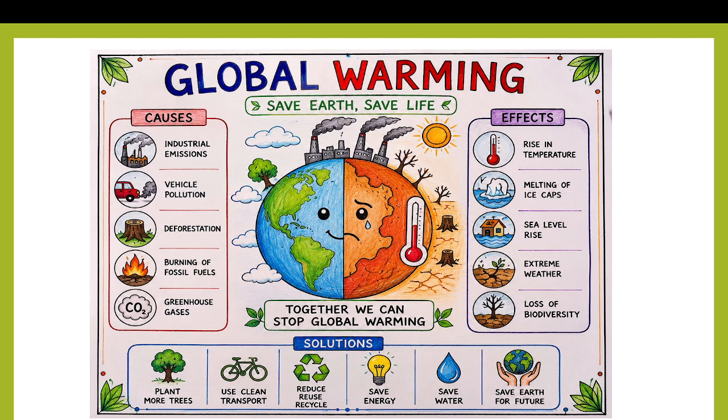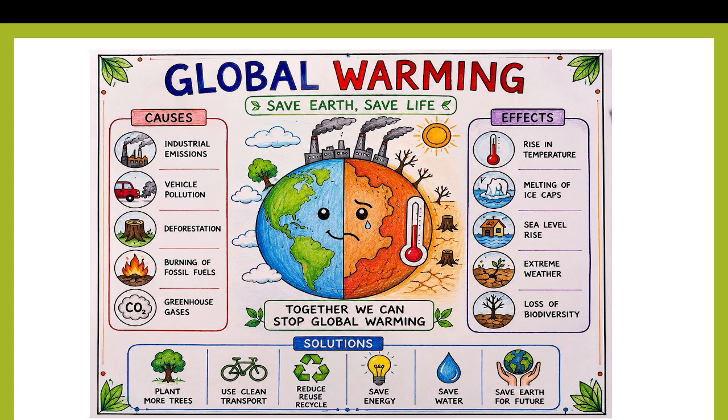What is global warming? Before making our chart, let's understand what global warming means. Global warming is the gradual increase in the Earth's temperature due to harmful gases like carbon dioxide released from human activities. These gases trap heat in our atmosphere.